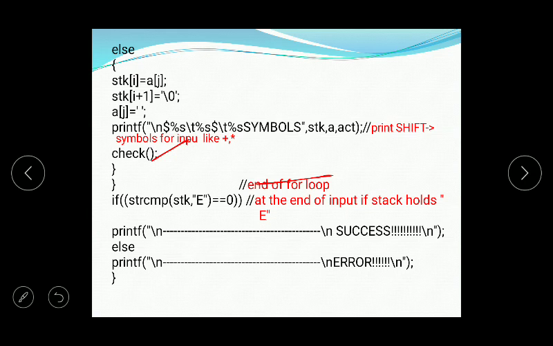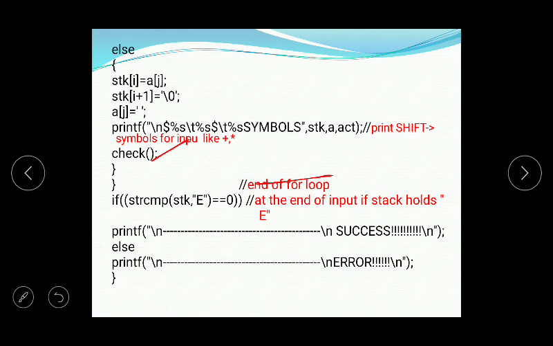Finally, we have to check whether the stack contains E at the end of the input. So at the end of the input, if the stack holds E, what is E? E is our start symbol. Using the string comparison function, we compare stack and E. If the return value is 0, I think you know the return value of string comparison: on success, it will return 0. Success means stack and E both are equal. In that case, printf success, otherwise error. Okay, this is the main function.